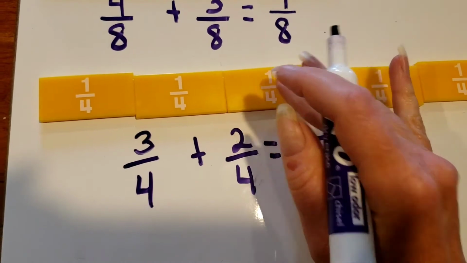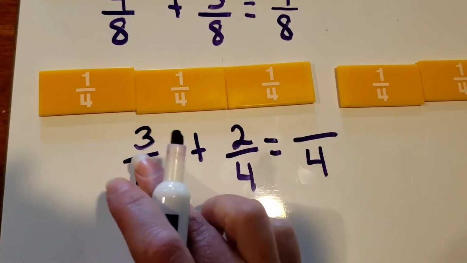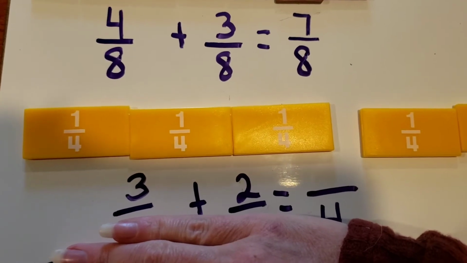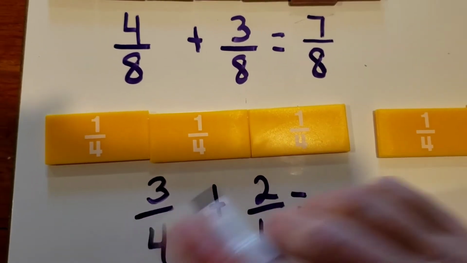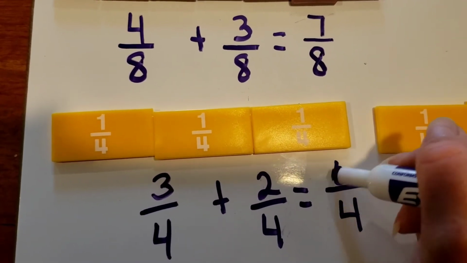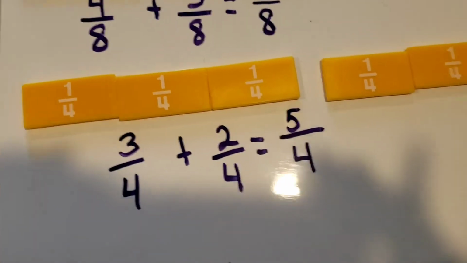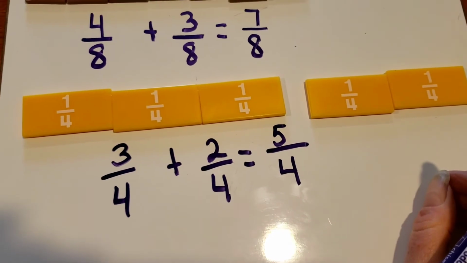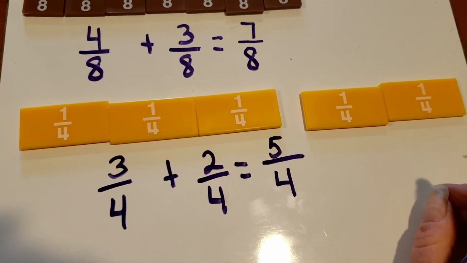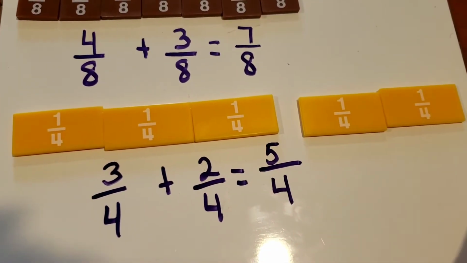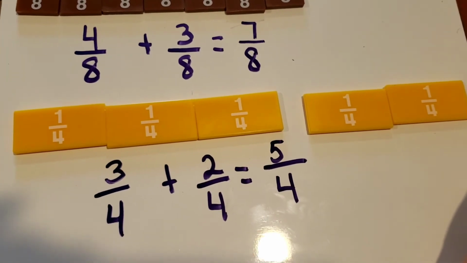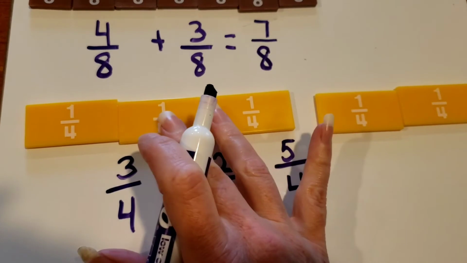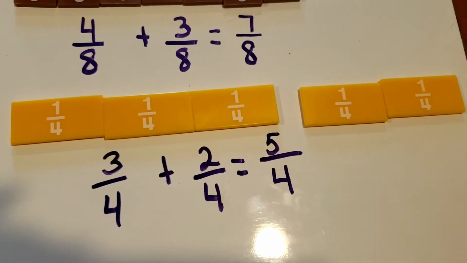The next thing I'm going to do is look at the numerators. And again, you can cover up the denominators and just add your numerators. 3 plus 2 equals 5. Now, this looks a little unusual because we're not used to having a numerator greater than a denominator. But let's think about if you had 2 different pizzas cut up into 4 slices each. And this was the pepperoni pizza, this was the cheese pizza.